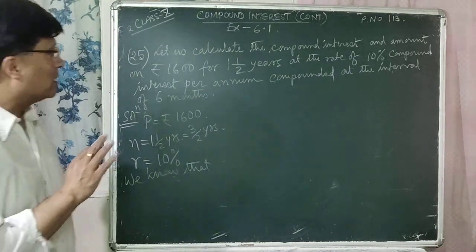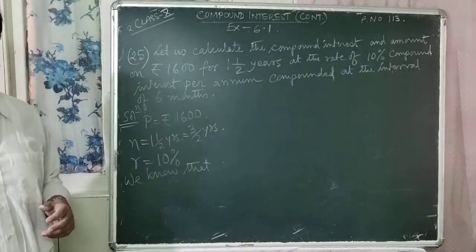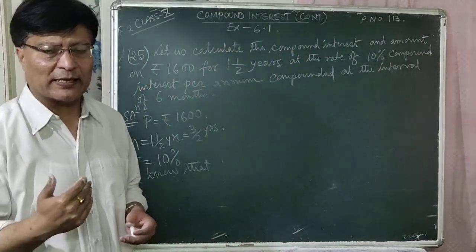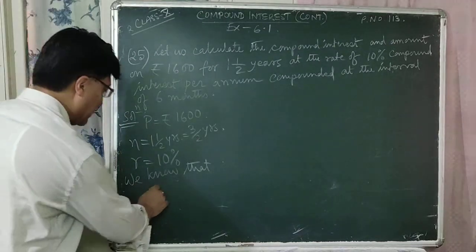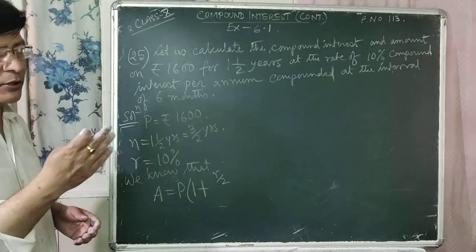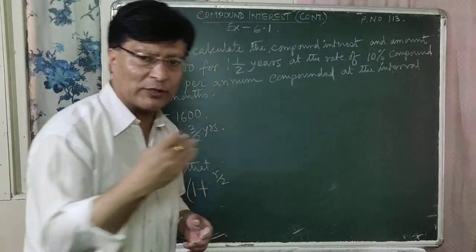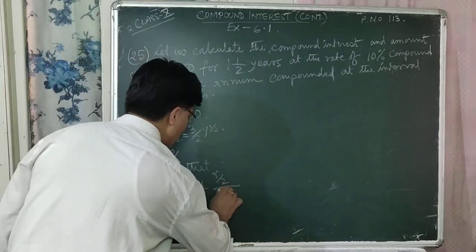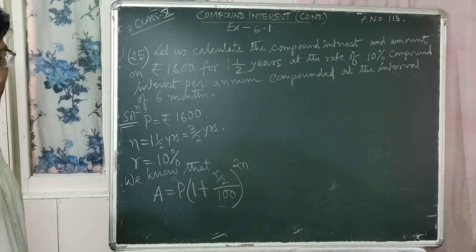So in this case, the interest is compounded at the interval of how many months? 6 months. That is, first 6 months is the first phase and the next 6 months is the second phase for the whole year, isn't it? So in this case, the formula will be A is equal to P within bracket 1 plus R divided by 2, because the whole year is divided into 2 phases. From January to June, first phase, then from July to December, second phase. So there are 2 phases. So R is divided by 2 divided by 100 whole to the power, now n should also be multiplied by 2. So this is the formula for the amount.